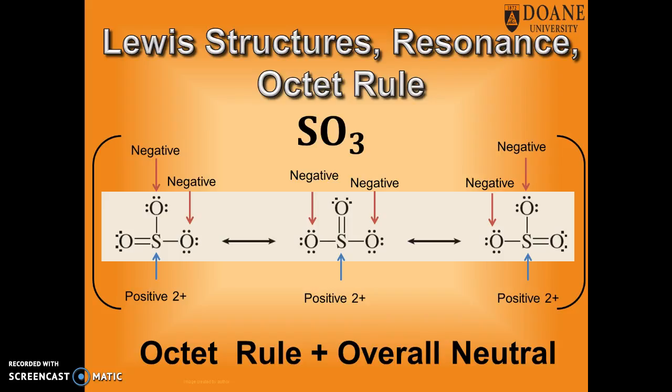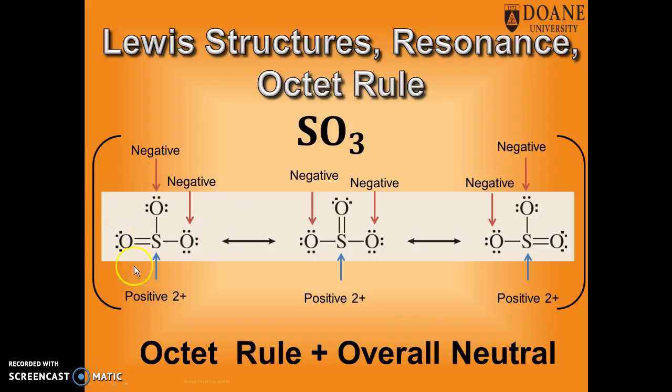So, let's look at an example of a Lewis structure, a resonance, and how the octet rule can be obeyed. So this is SO3. If you draw all the Lewis structures of SO3, you will have to delocalize the electrons. Please keep in mind when you do draw the Lewis structures, as well as all resonance structures, you must pay attention to the negative formal charges.